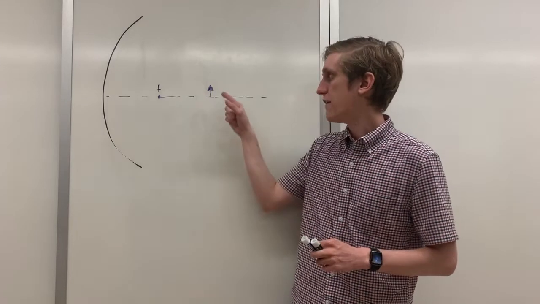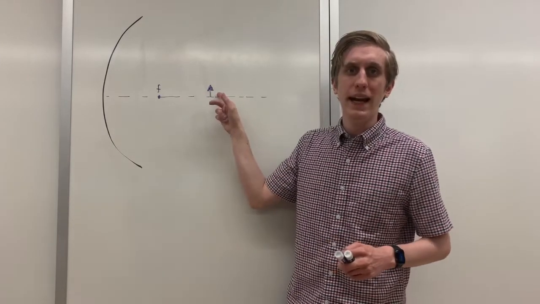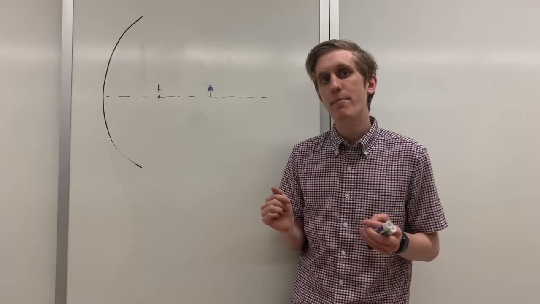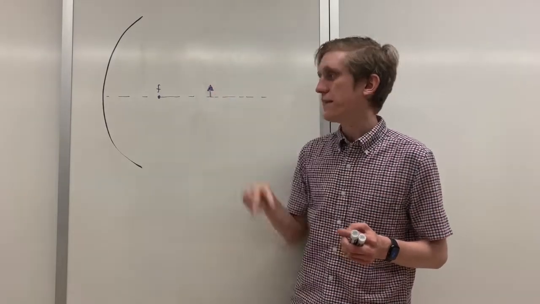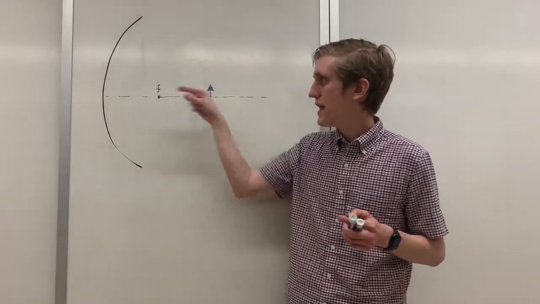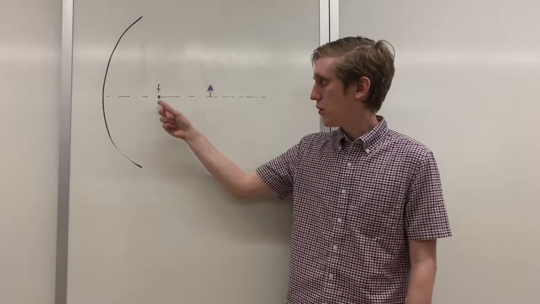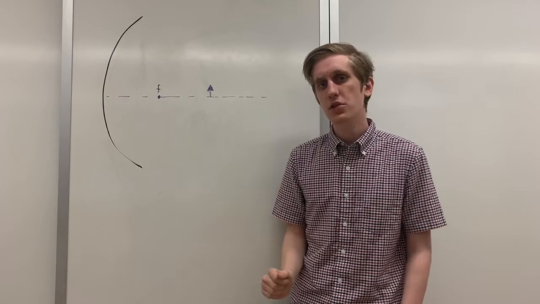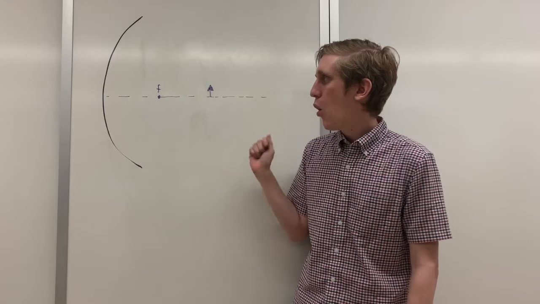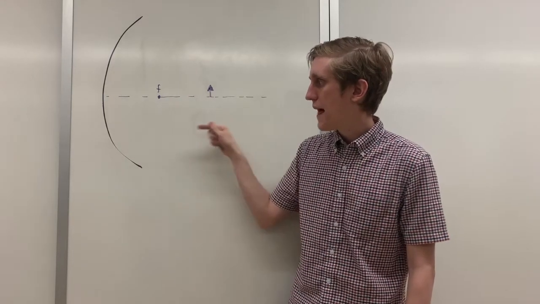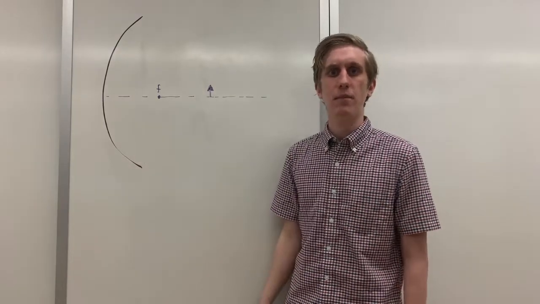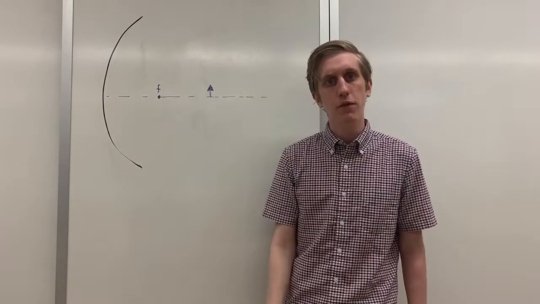Let's suppose we have an object that's sitting right here. We want to know the path that the light rays leaving this object will take when they intersect with the mirror. Every spherical mirror has what's known as a focal point. The reason it's called a focal point is that every horizontal ray of light that reflects off the mirror will end up passing through the focal point.